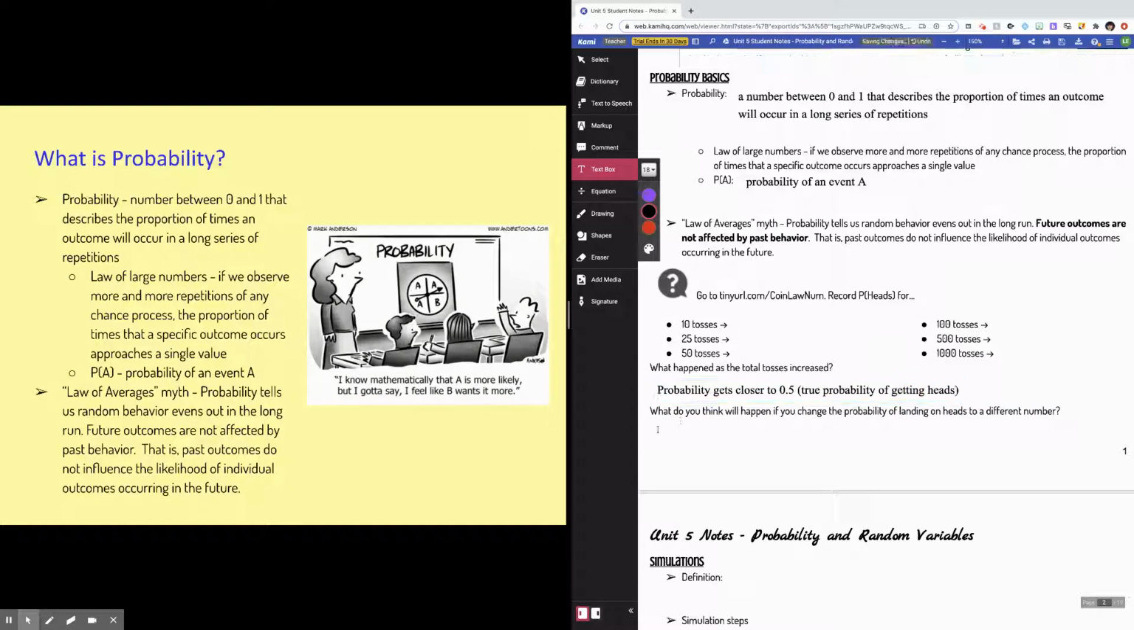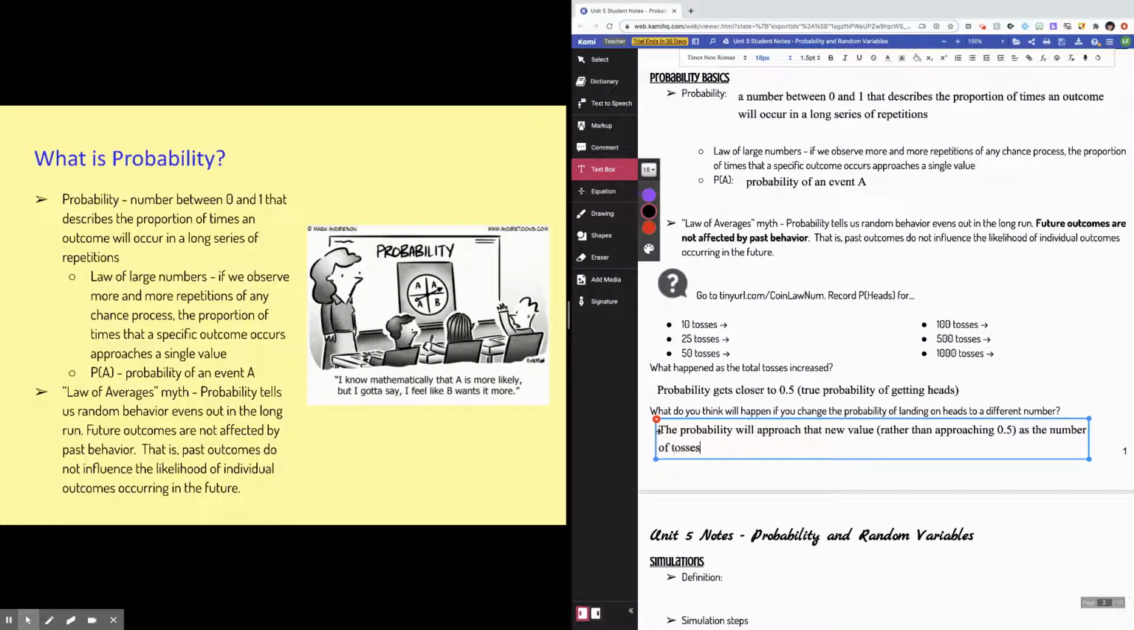And then I ask here, what do you think happens if you change the probability of landing on heads to a different number? Well, then the probability will approach that new value rather than approaching 0.5 as the number of tosses increases. Okay, so those are just some basics about probability.